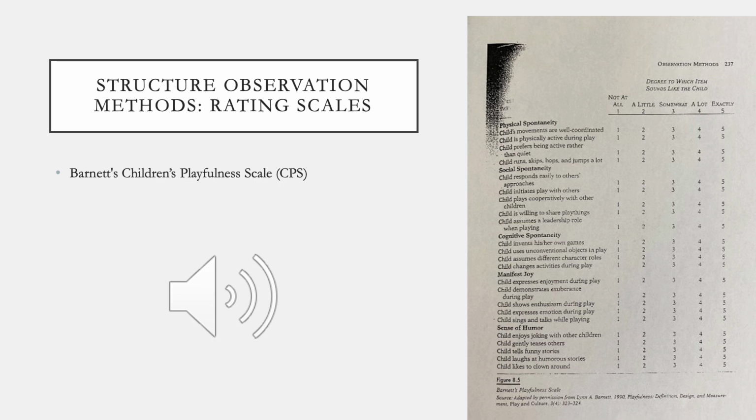Okay, so the second observation rating scale is Barnett's Children's Playfulness Scale, or the CPS scale. And just like the PIPS one, this is also another Likert rating scale, but instead of play behaviors, we're looking at the behaviors that constitute the meaning of play for children. So we see the perspectives from children's joy, such as their level of enthusiasm, to their cognitive spontaneity, such as if they're creating their own games during their play.